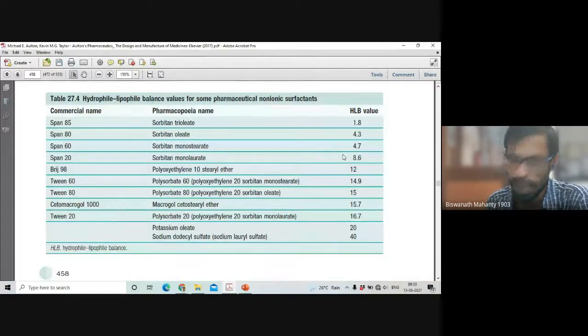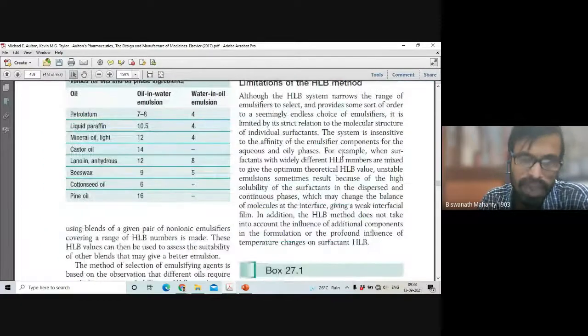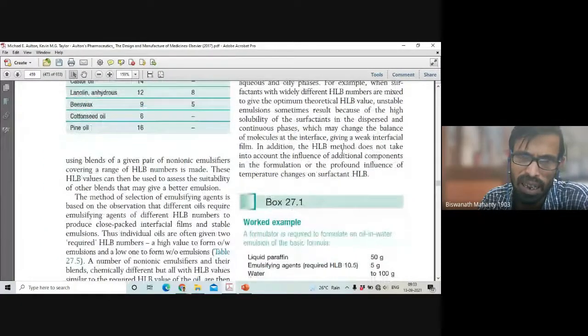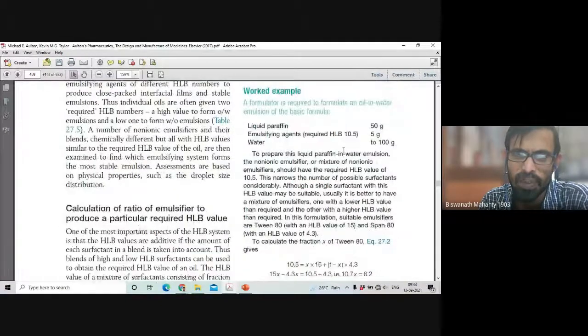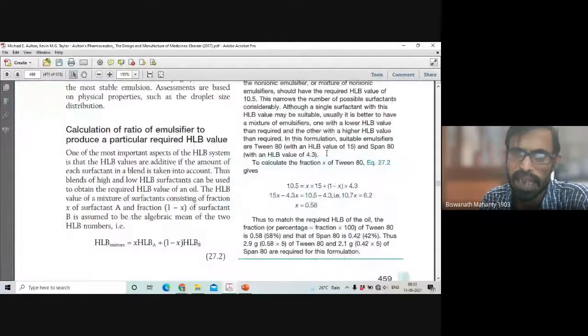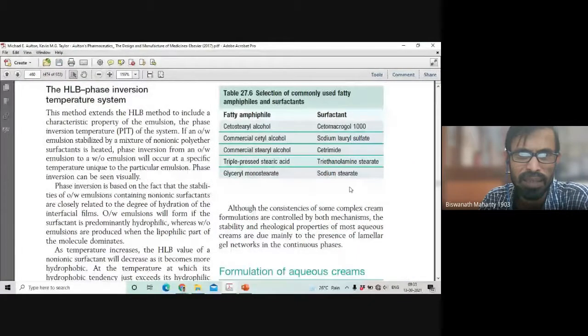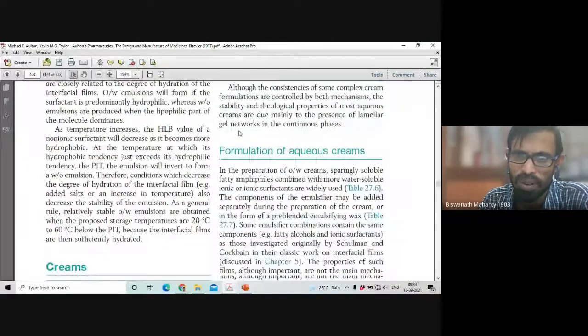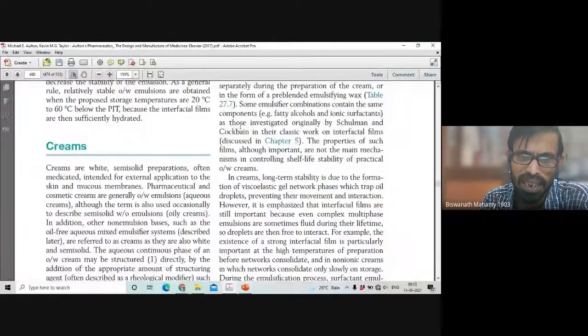Apart from castor oil, sunflower oil and cottonseed oil can also be used. These are the widely used oil phases when we prepare emulsions based on HLB. You saw how they calculate HLB; I have shown you one example of that. HLB phase inversion temperature I am not going to talk about. And next is creams.